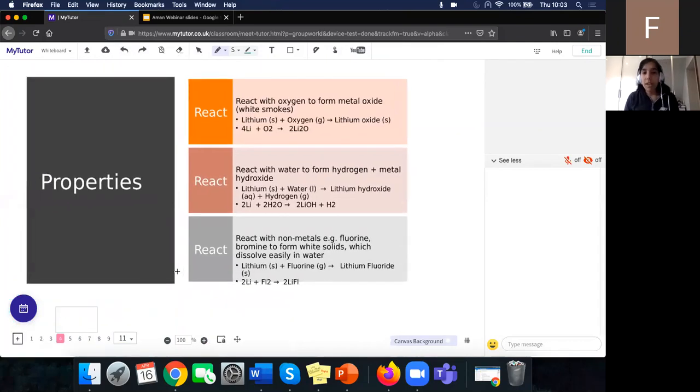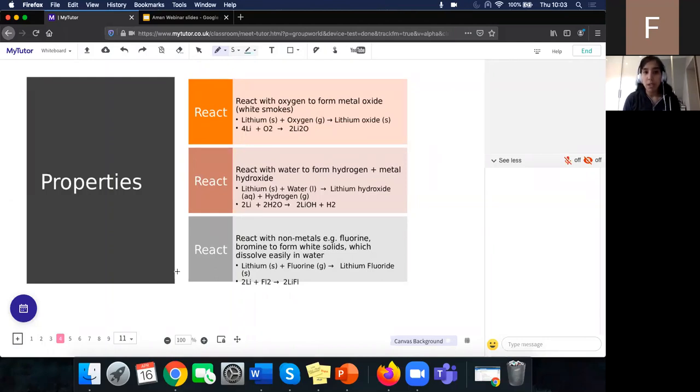So there are 3 reactions we need to know about with the alkali metals. 2 of them are relatively simple. 1 of them is a little bit harder to understand, and that's the one they tend to test a bit more as well. So first of all, you need to know how to balance all of these equations, and you would need to know how to write the word equations and the symbol equations as well.